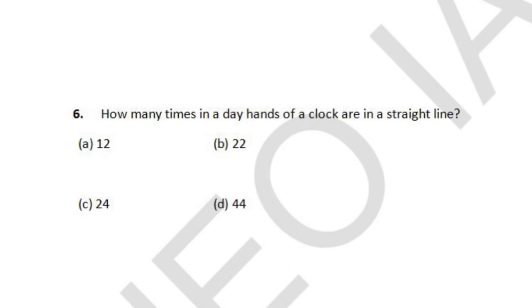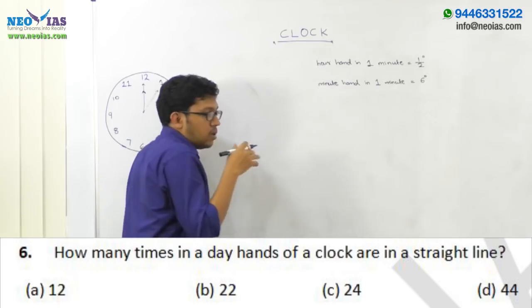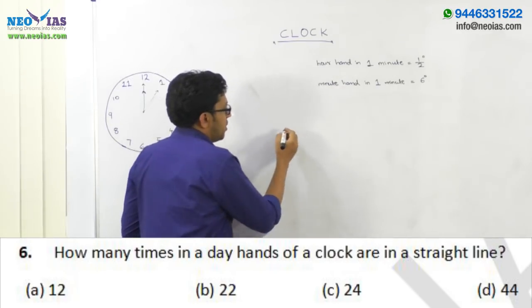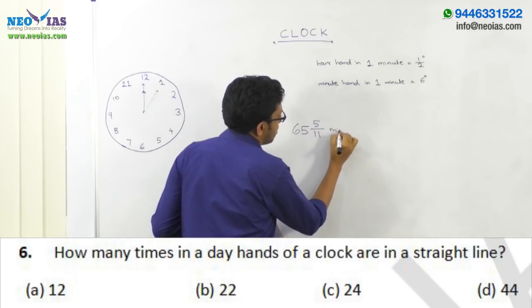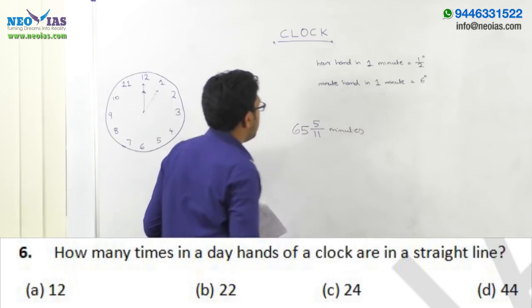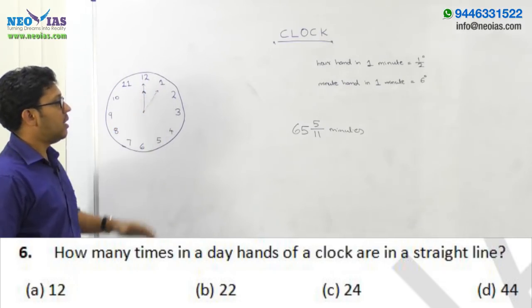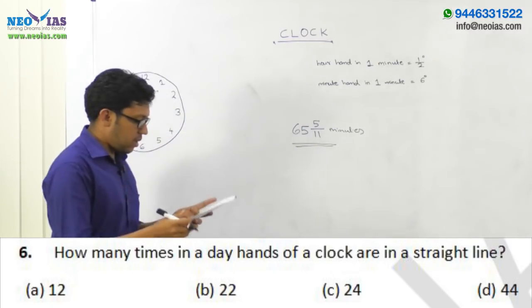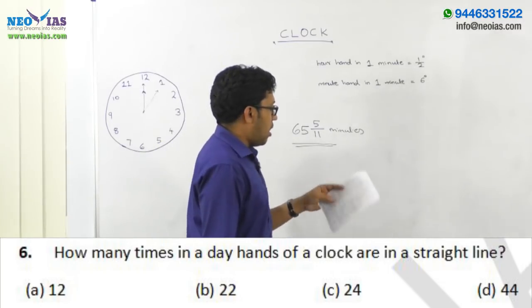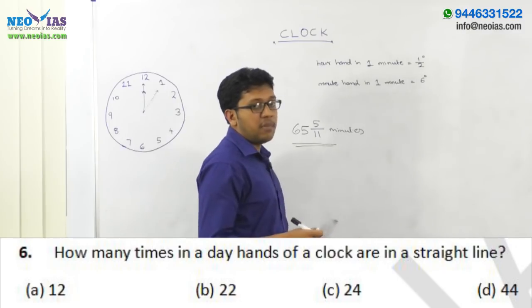Next question: how many times in a day are the hands of a clock in a straight line? We have already said that between two consecutive events there is a time gap of 65 5 by 11 minutes. Two consecutive events means either a coincidence or a straight line or a 90 degree angle, anything like that. There is a gap of 65 5 by 11 minutes.